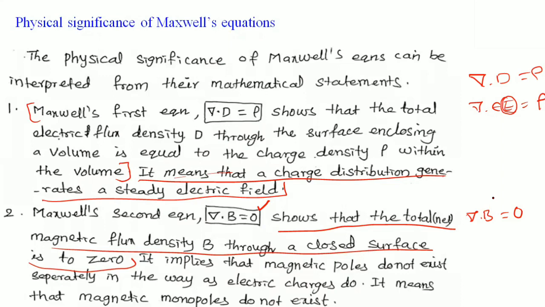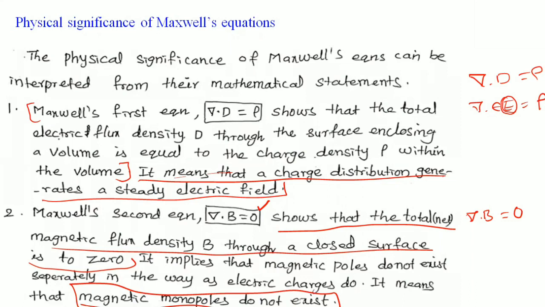It means that magnetic monopoles do not exist. You know very well, if a magnet is divided into small pieces, every small piece has a north and south pole. It behaves as a magnet. So this is the physical significance of the second Maxwell equation. We cannot get a magnetic monopole. So magnetic monopoles do not exist is the physical significance of Maxwell's second equation.